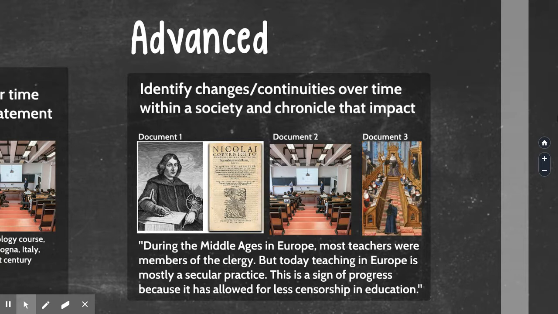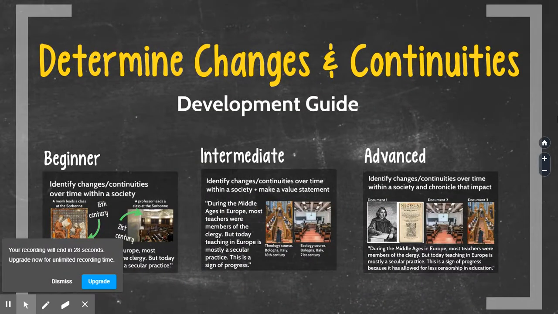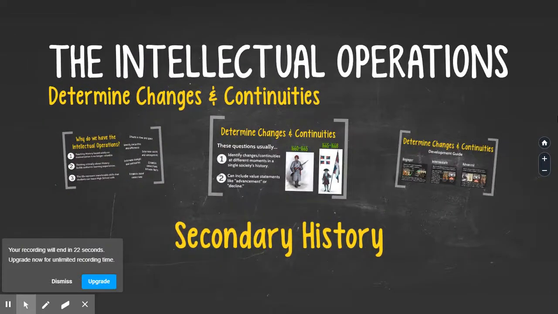And this is why this ability for students to chronicle or basically create a narrative of these three documents is an advanced version of this question. It forces even more critical thinking. So this was a development guide for the change and continuity intellectual operation. Check out the others.